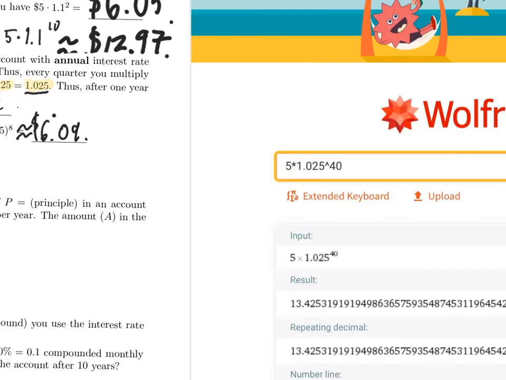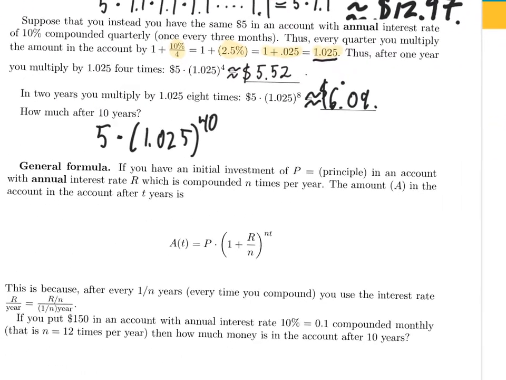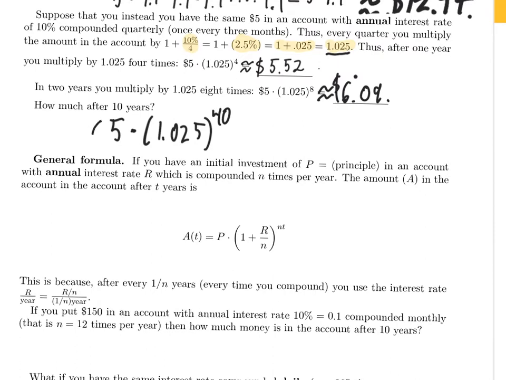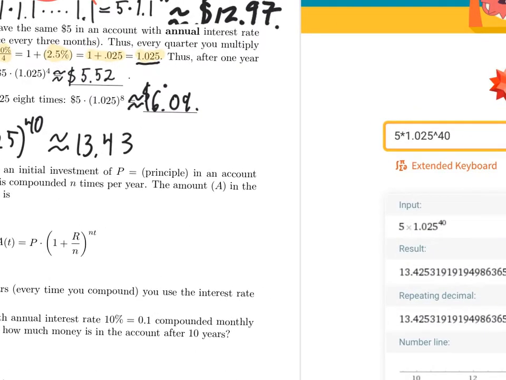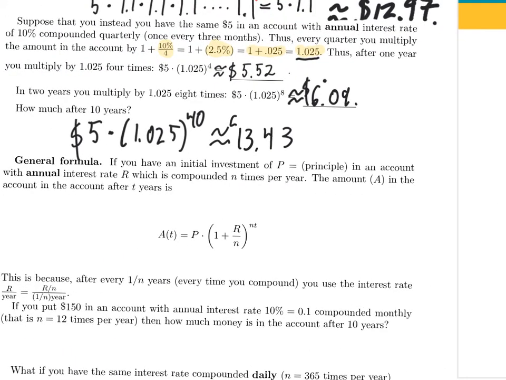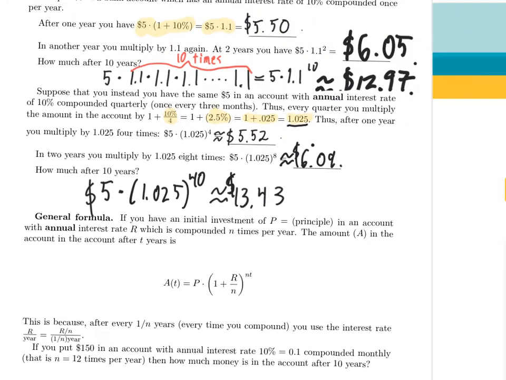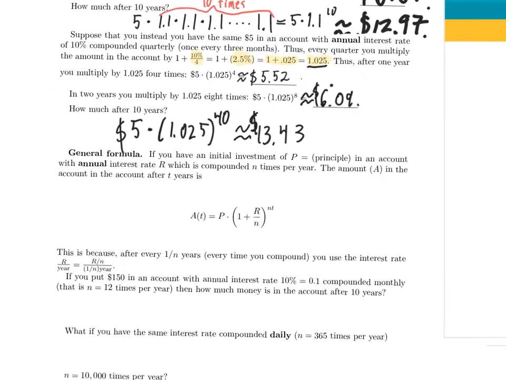There it is. Oh, money sign, approximately $13.40. My memory is very bad. It rounded up to 43, right? Yeah. Again, that's slightly better than you did with compounding annually.